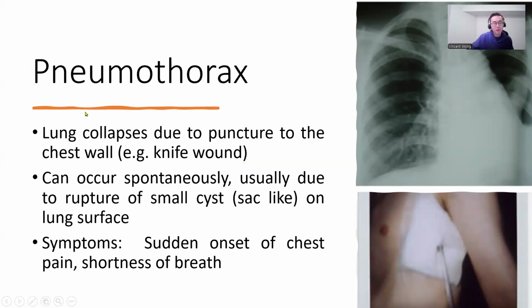This is pneumothorax. Pneumothorax is a situation where the lung collapsed, and there could be various reasons for the collapse. It might be a knife wound, for example. That's probably more common than you would think. But it could be someone in an accident, a car crash that causes the rib cage to break, and the fractured rib cage can actually puncture the lungs as well.